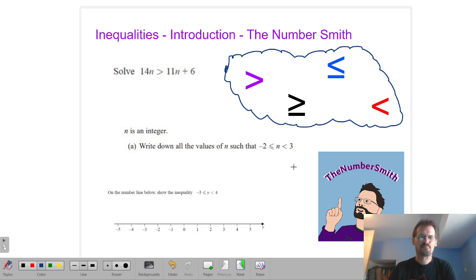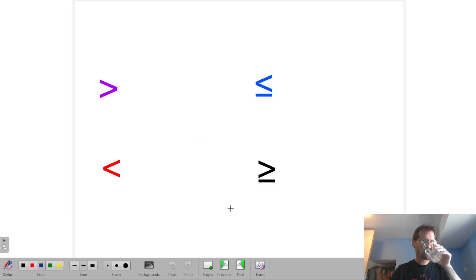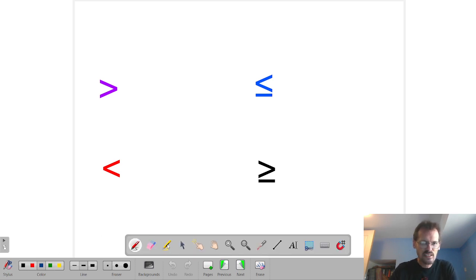Smith here again. Today we're talking about inequalities, how you solve them, what the inequality signs mean, how you display them on number lines, all that kind of good stuff. So first things first, inequality signs. Now, you've got 4 inequality signs that you need to know the meanings of.